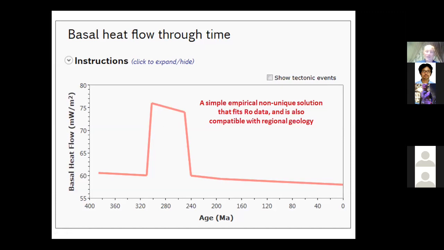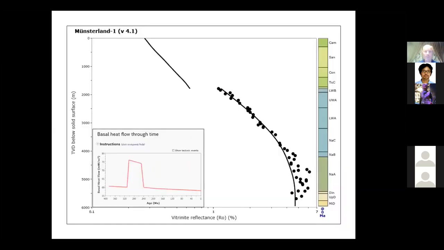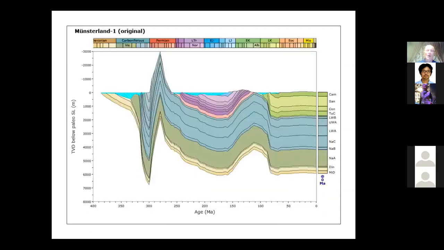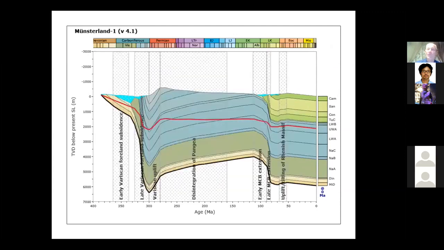Surely the volcanism was not constant for 80 million years, but it represents the sum of whatever volcanic events might have occurred here. And look at this really nice fit for the vitrinite reflectance data that I get with that model. So we have our original model. We have what I would call my final model, although I shouldn't call it final because I might change my mind a bit in the future. But I like it. I like it better than the other one. That's me personally. Maybe you do, maybe you don't.